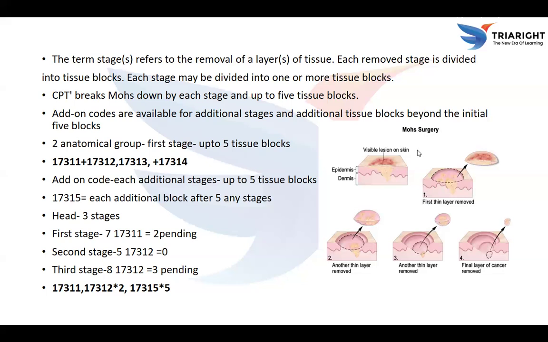And here is a picture of Mohs surgery. You can see the visible lesion on the skin, how the first thin layer is removed, and layer by layer they are removing separately. The final layer of cancer is removed at the fourth step. So this is how you have to code for Mohs surgery lesions.